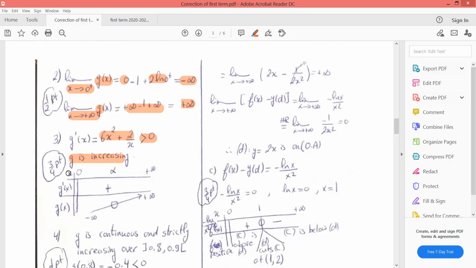So we put x domain, which is 0 plus infinity, g prime of x, and g of x. The sign of g prime is positive, and g is strictly increasing. At 0, we get minus infinity, and at plus infinity, we get plus infinity. Please put the table here. Don't miss anything. At 0, you have to put minus infinity, and at plus infinity, you have to put plus infinity. This part is 3/4, and the previous part is half a point.